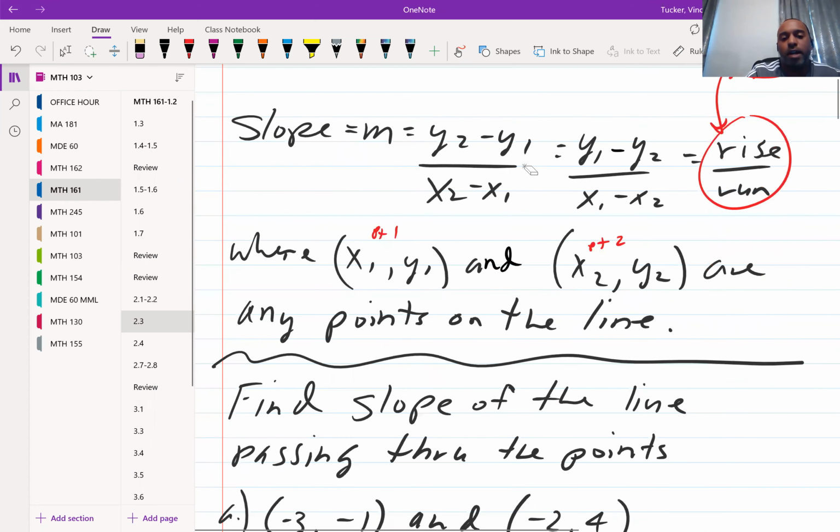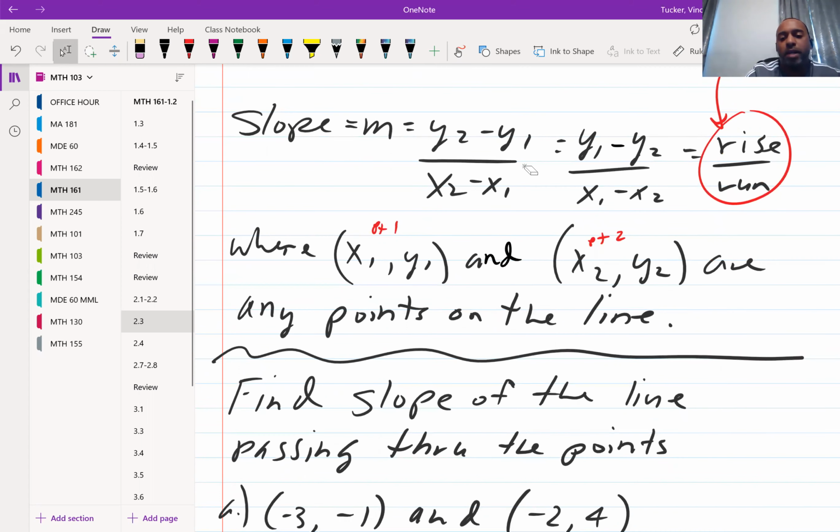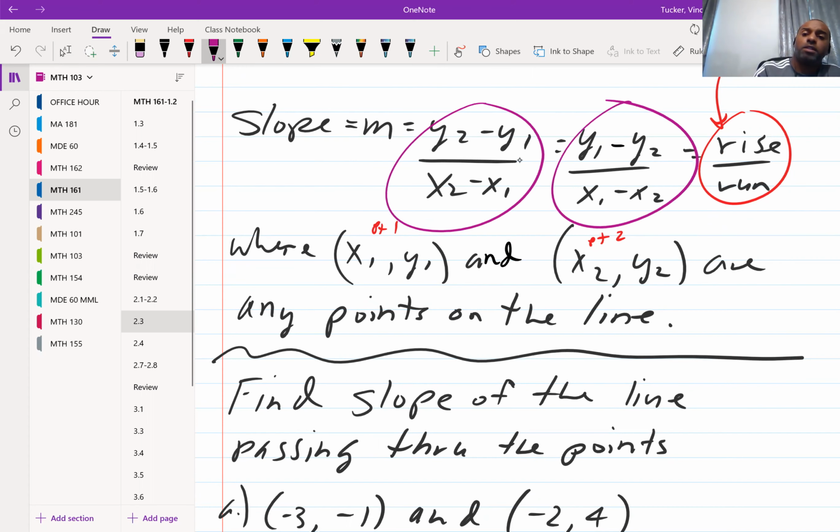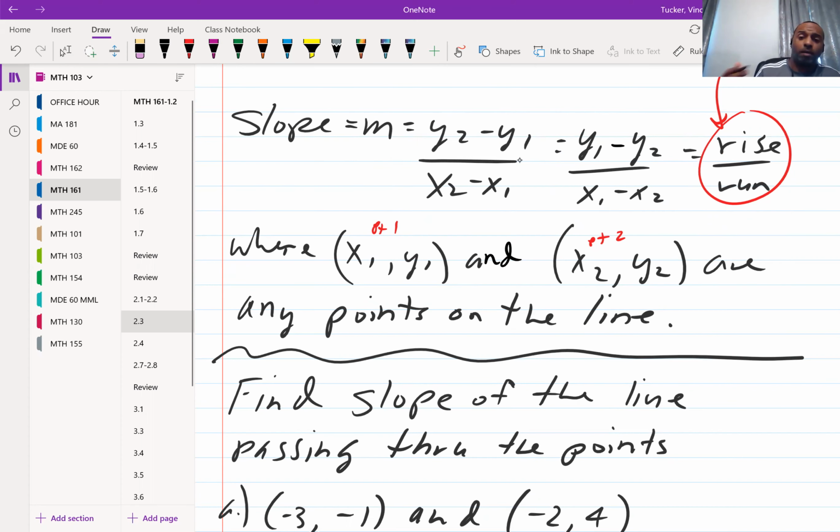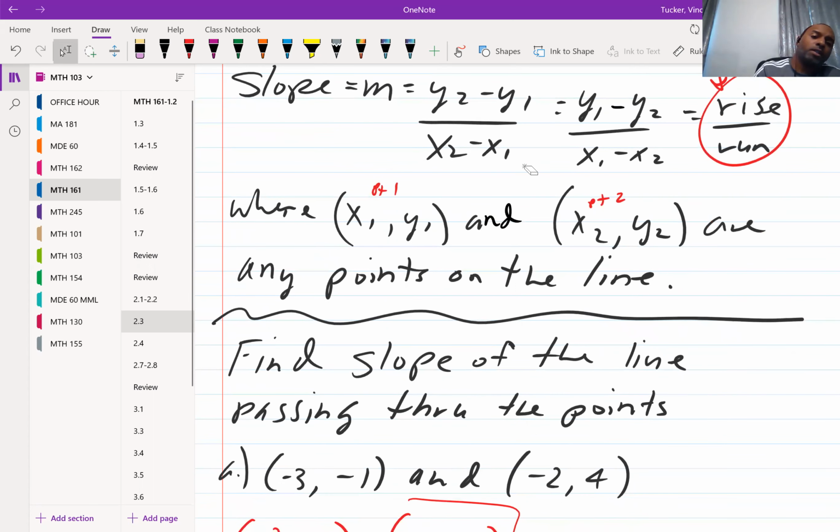So first exercise will be find the slope of the line passing through the points. On this first one, it's the only one I'll do it this way. I'm going to do both of these just to show you that either way you'll get the same answer. But of course, when you're doing it on your own and from that point forward, I'm only going to do it one way, because like I said, either way you'll get the same answer. All right. So we have the 2 points, -3, -1, and then -2, 4.